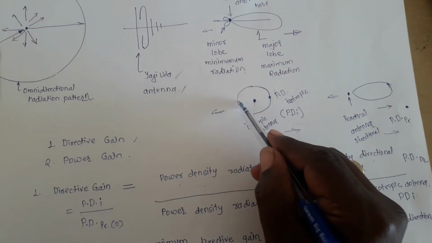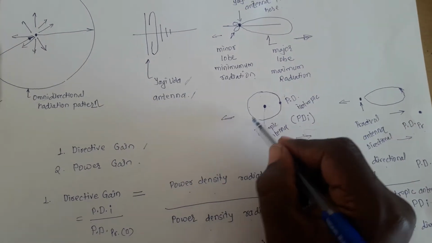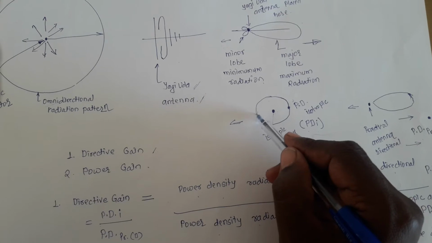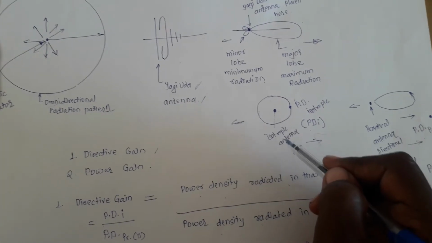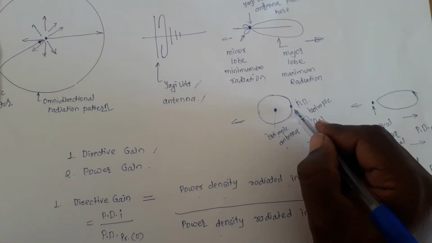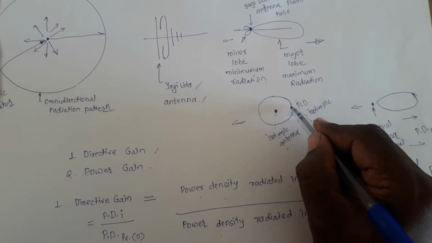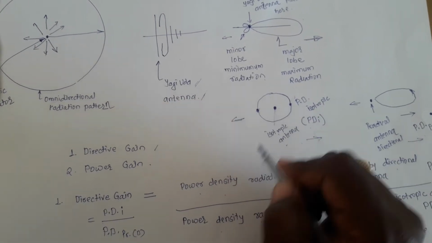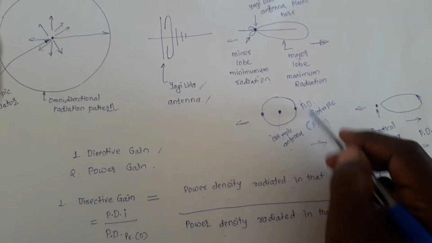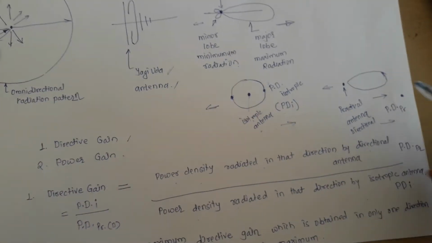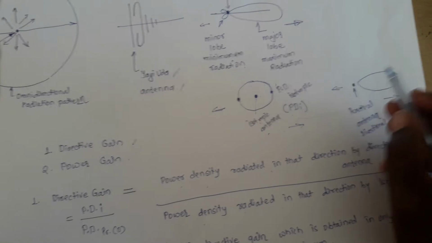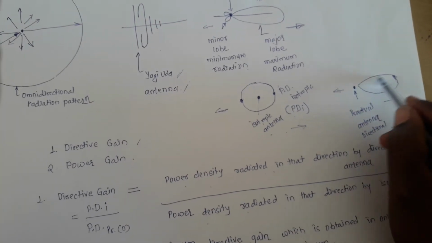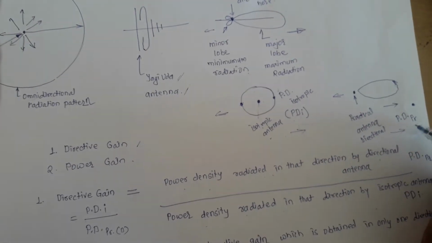So for this particular case, what we observed is that there is equal power density for the isotropic antenna. Whatever power density is measured here, the same amount of power density is also available here, because an isotropic antenna radiates equally in all directions. But for the practical antenna, the maximum radiation is in this particular direction.